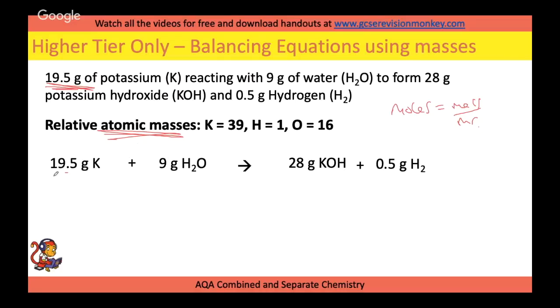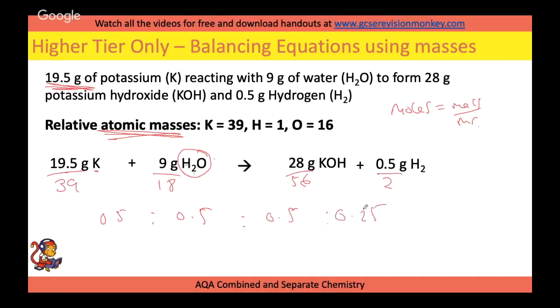So then we divide by the relative atomic mass. So for just K, it will just be 39 because there's only one thing. 9 grams here. H2O would be 2 lots of H plus 1 lot of O, which is 18. K plus O plus H would be 56 for a relative formula mass, and then H2 is 2. If you do that, you will get a ratio of 0.5 to 0.5 to 0.5 to 0.25.